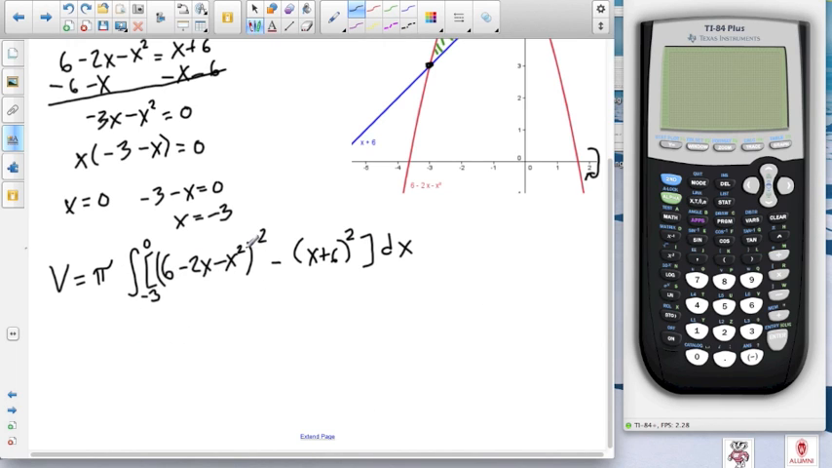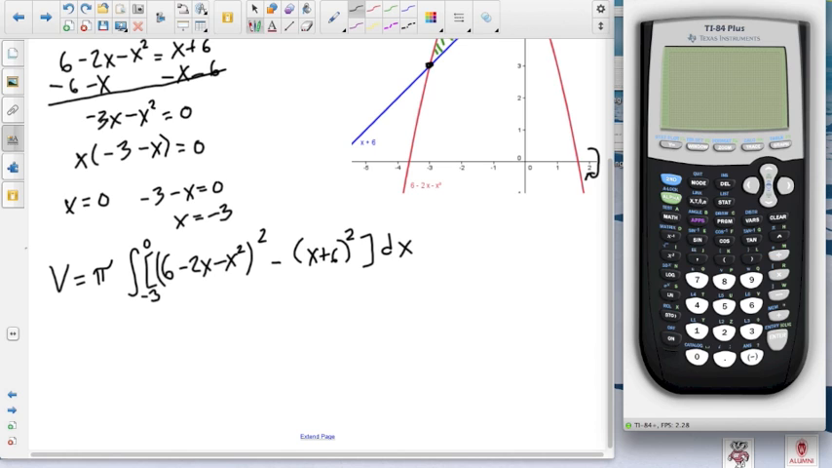If you notice, we have a quadratic squared, so we have to FOIL this to expand it. Here we have a linear expression squared, so we'd have to FOIL that to expand it as well. Certainly you could FOIL both of those and combine like terms and integrate that by hand. That is certainly something you should be able to do. I'm going to go ahead though and show you a way to integrate this on your calculator. That is actually pretty neat.